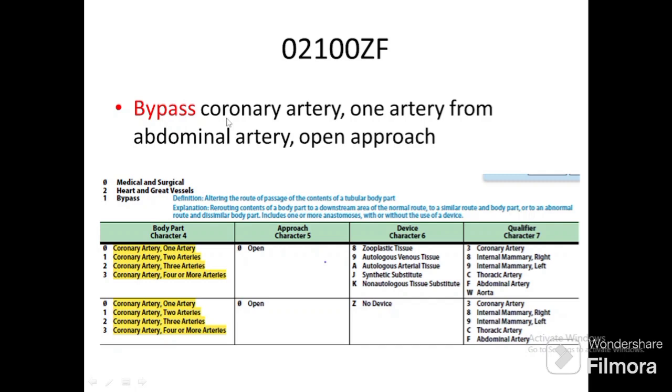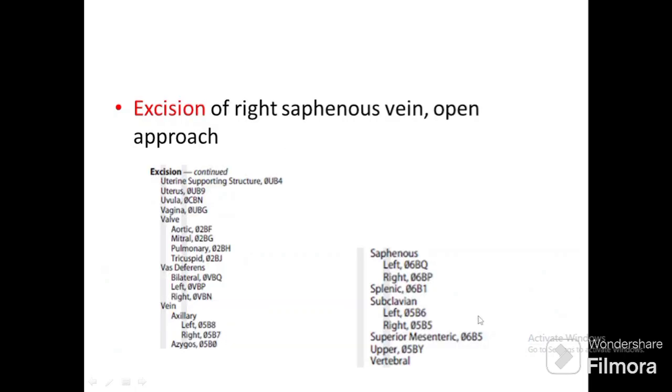And in case of bypass from abdominal artery to a single coronary artery, the approach is open approach, no device. So 0, 0, Z and F. And because a grafting procedure was done, that should be coded separately.